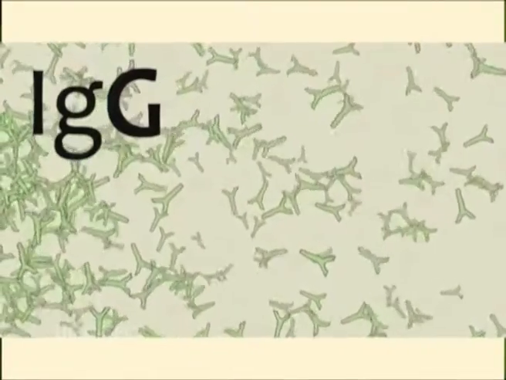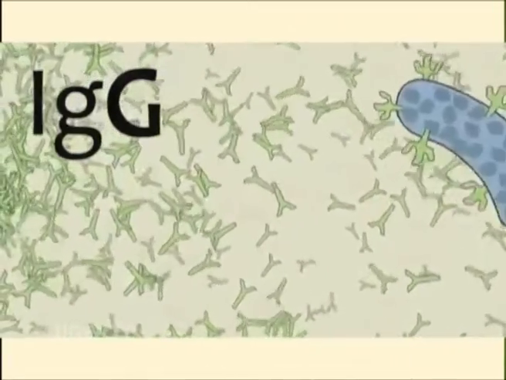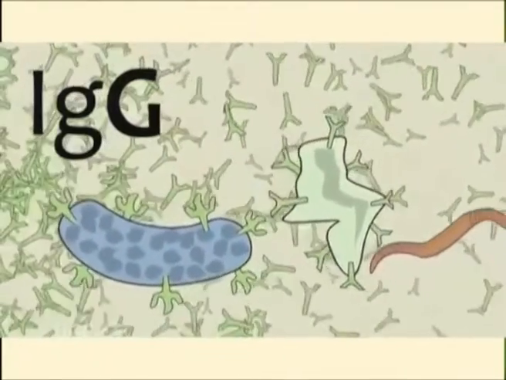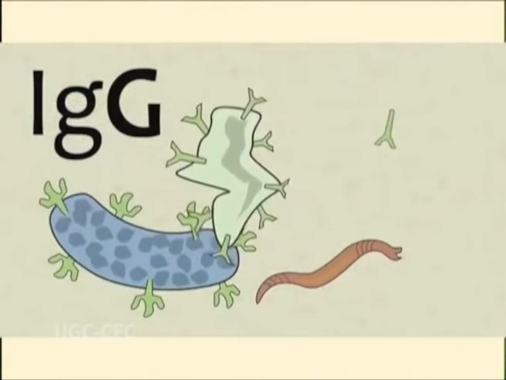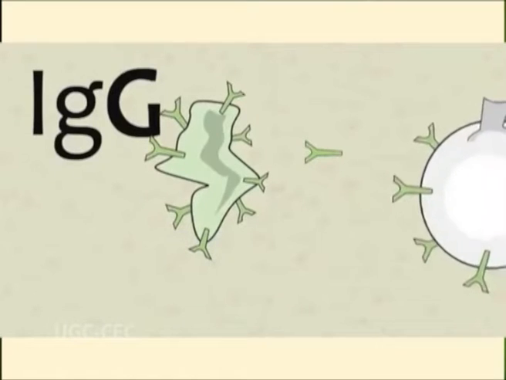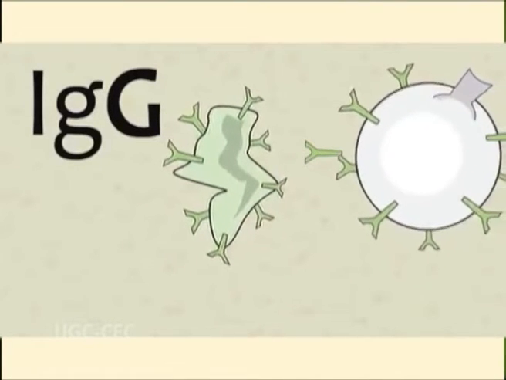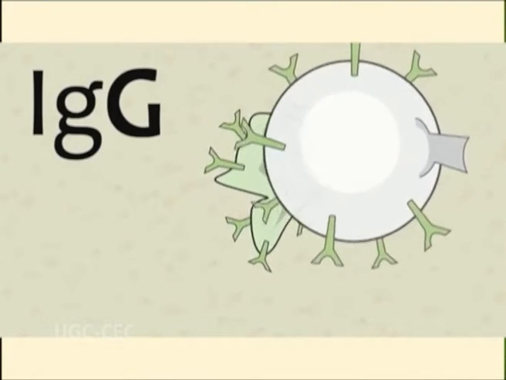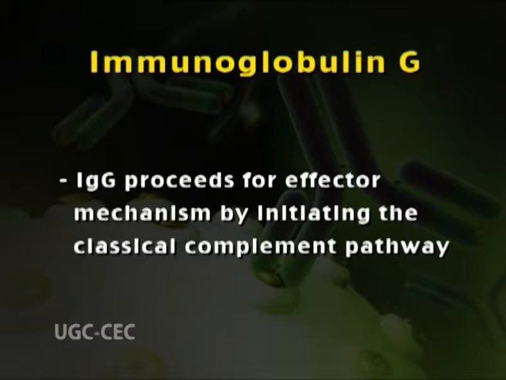It contains gamma type of heavy chain and accounts for 70 to 75% of total serum immunoglobulin. IgG exists in serum as monomeric bivalent form and weighs 1,50,000 Daltons. IgG is predominantly produced in the secondary immune response. This is the only isotype which can cross placenta. IgG proceeds for effector mechanisms by initiating the classical complement pathway.